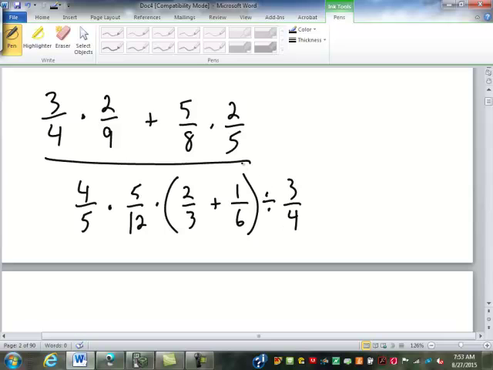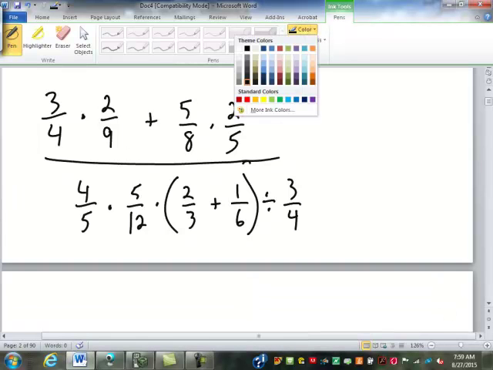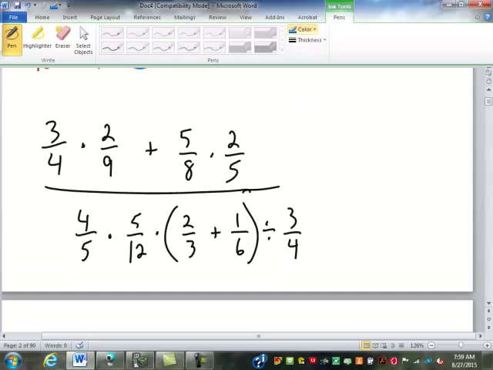There you go. There's one to try. Let's take a peek at this one. Where do we start? On top, okay? What are we going to do first up there? Multiply the 3/4 times 2/9. Tell me what to do.